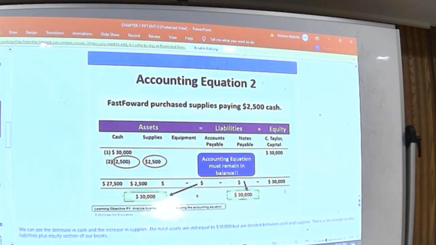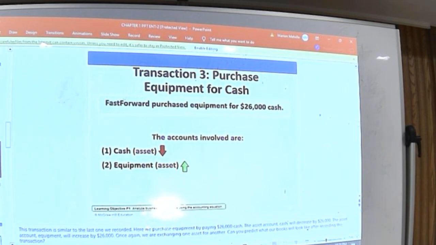Well, what else are we doing here? This slide just shows, again, the equation in balance. What else are we doing? Okay, we've still got 30,000 on the left. Total assets, 27,500 plus 2,500 equal to Mr. Taylor's interest in his business.